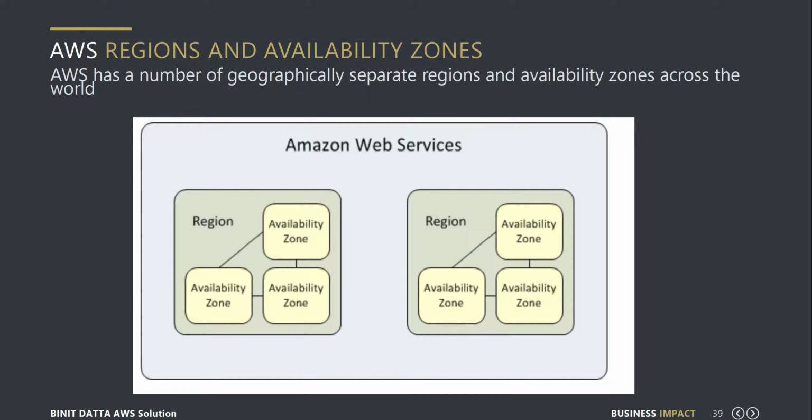As I said, one AWS has many regions, 18 or plus, and one region has multiple availability zones. So let's move on.